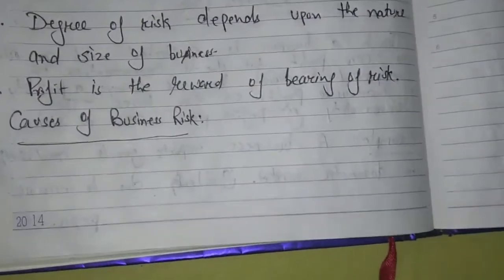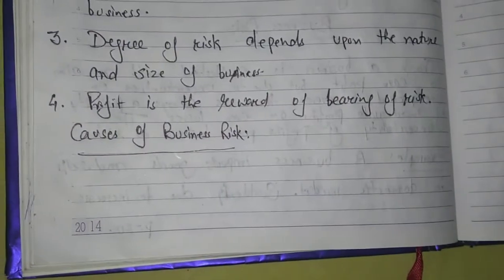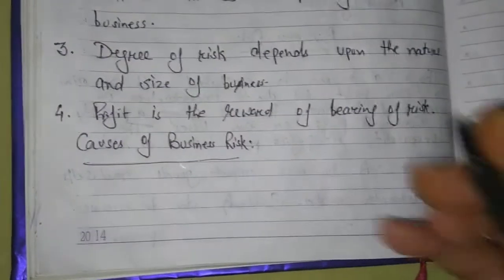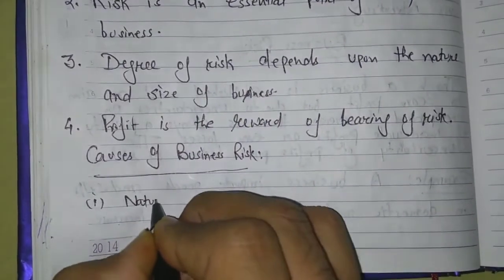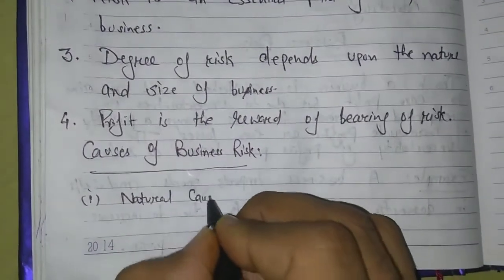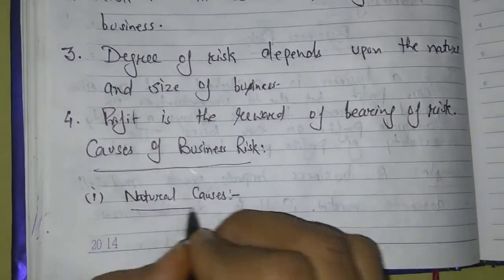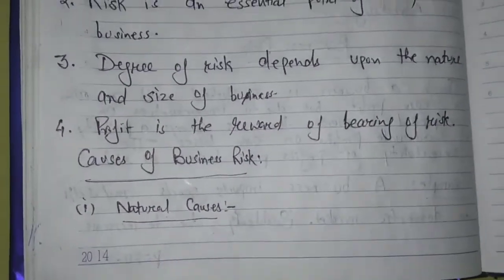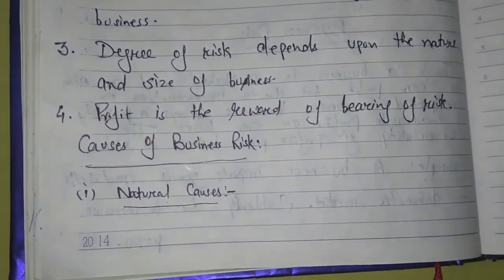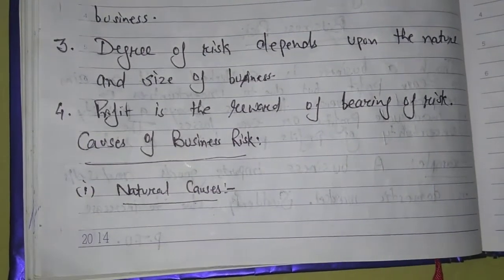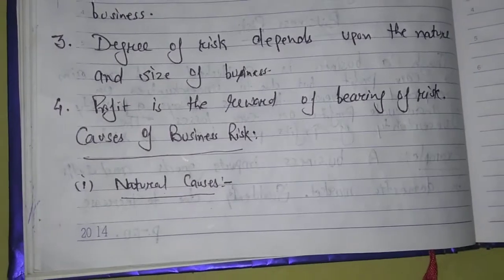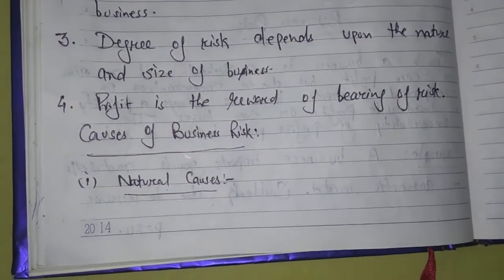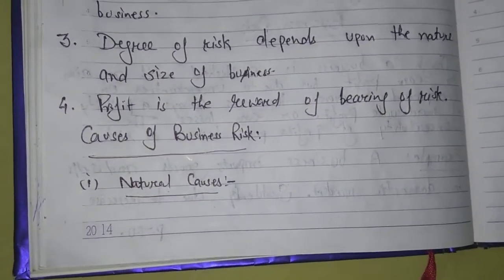So students, there are so many causes here. Some will be explained by me. Okay, so listen. First is natural causes. Okay, listen carefully. Natural causes means that type of the reason is related to nature, such as flood, earthquake, famine. So that type of the causes is based on nature. So these types of causes are called natural causes.